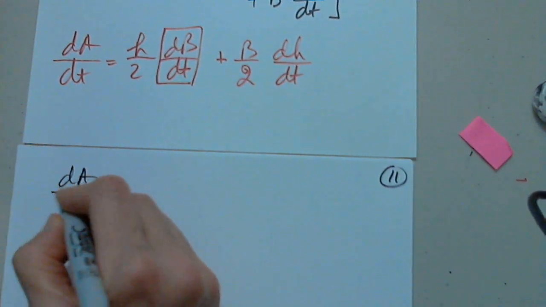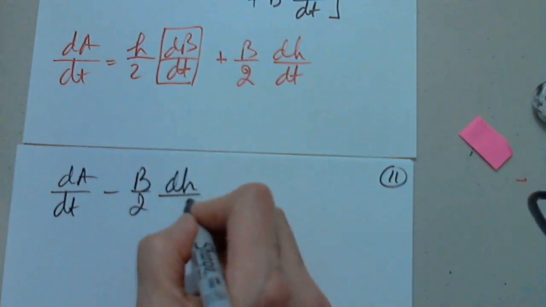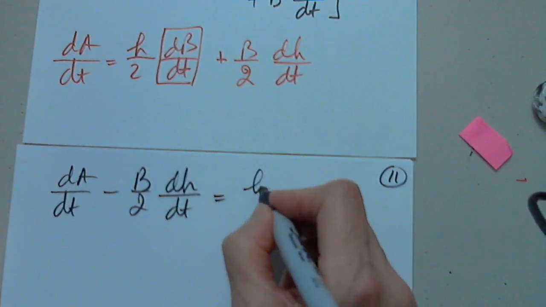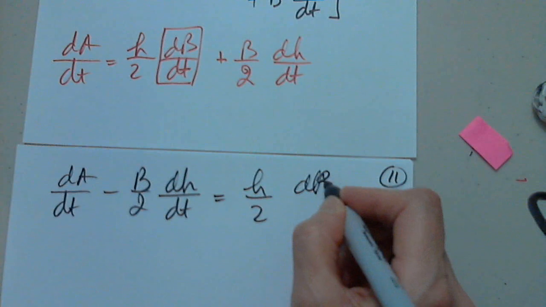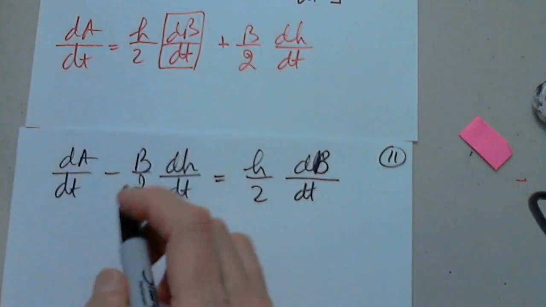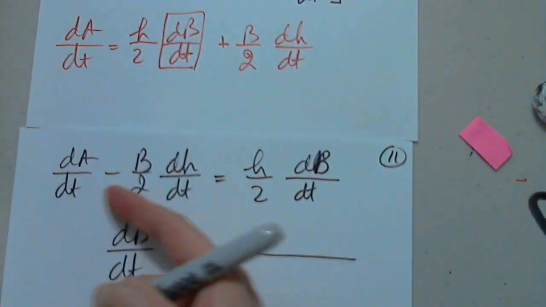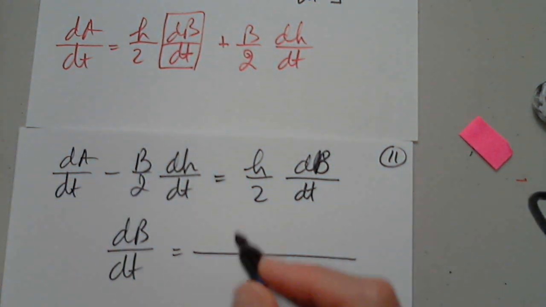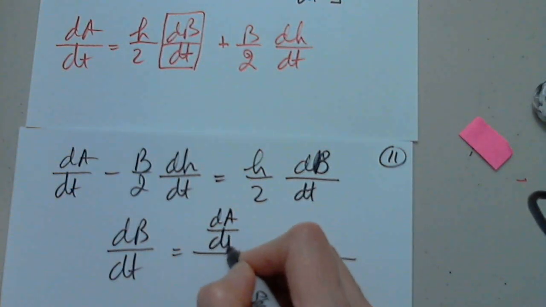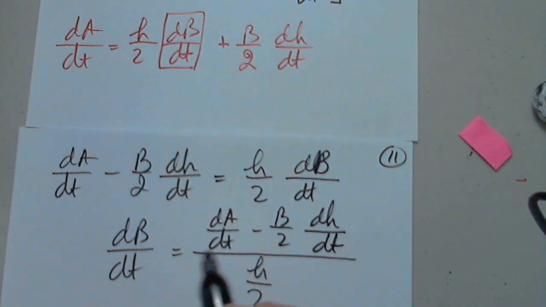So dA over dt minus b over 2 dh over dt equals h over 2 dB over dt. Then dB over dt will be this whole thing over h over 2: dA over dt minus b over 2 dh over dt.